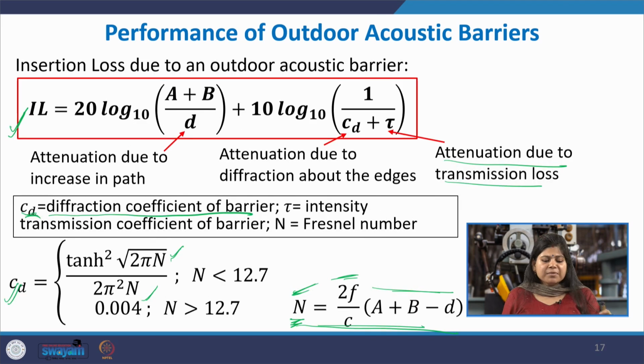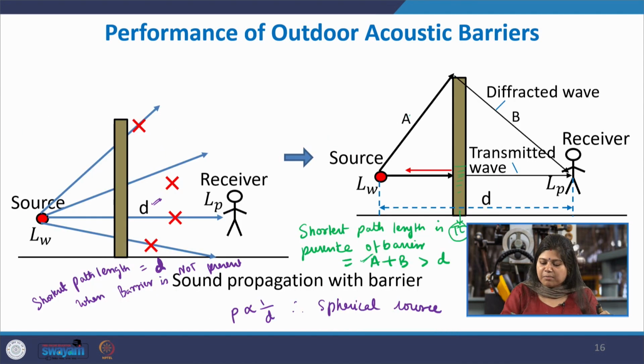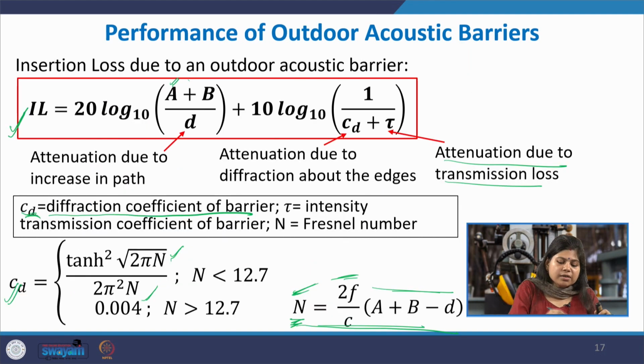From these equations what you see is that, suppose everything else is fixed, a and b are dependent on the dimensions of the barrier. So, if you increase the height of the barrier, a and b both are going to go up. So, a much larger path difference will result. Therefore, this quantity will increase, and hence the overall insertion loss is going to go up. So, the higher the height of the barrier, the greater will be the insertion loss.